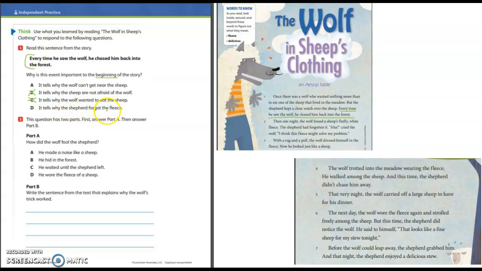It tells why the shepherd forgot the fleece. Well, I see in paragraph 2 it says, then one night the wolf found a sheep's fluffy white fleece. The shepherd had forgotten it. Aha, cried the wolf, I think this fleece might solve my problem. We don't ever learn why the shepherd forgot the fleece. So I've looked at all my answer choices. I've eliminated answers that don't make sense. And I looked back at the text. So I can definitely say A is the answer.